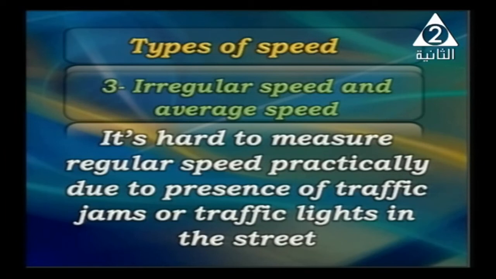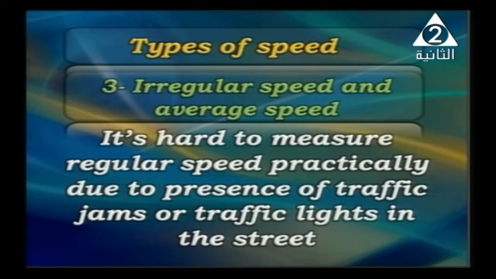So irregular or regular speed. So here, irregular speed and average speed, the third type of speed. It's hard to measure the regular speed practically. Why? Due to the presence of traffic jams and traffic lights in the street. So we have many things that make our speed not uniform. It is not really the actual one. So it's hard to measure the regular speed.